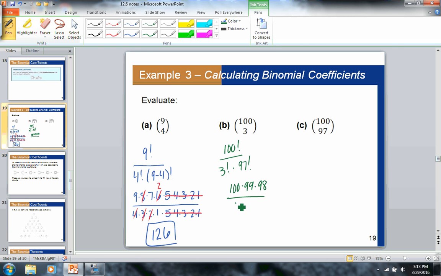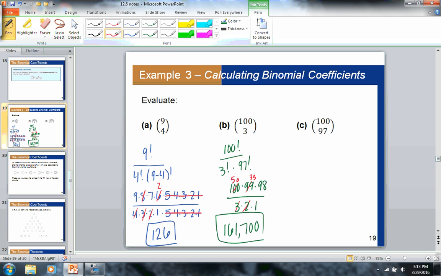But I still have the 3 and the 2 and the 1. And then again, I can cancel a little bit more. I could put 3 into 99 33 times. I could do 2 into 100 50 times. So I can cancel a little bit more. But the main thing to recognize here is that from 97 on, I'm canceling everything out from the denominator and the numerator. So now again, I'd have to take 50 times 33 times 98. And that's going to be a really big number, 161,700. So I don't want to do the 100th row of Pascal's triangle because I'm going to get numbers that are this big.